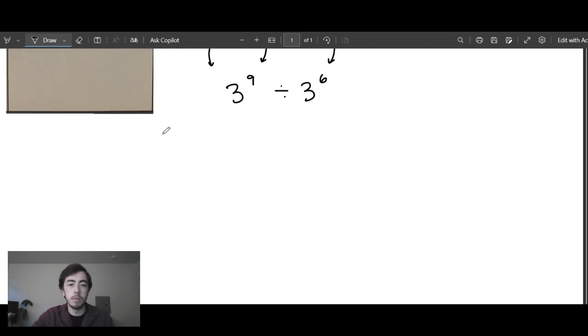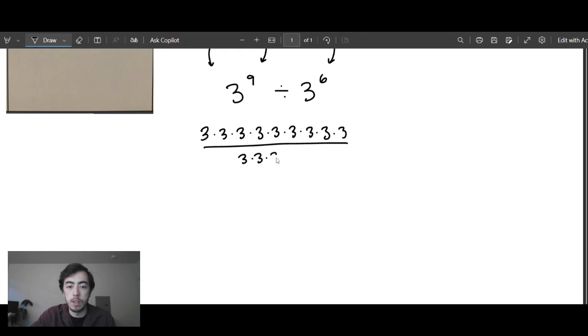And sometimes it might even be helpful to write out this division as a fraction instead. And so here's all 9 of my 3's all being multiplied together first. And then I'm dividing them by multiplying 6 3's altogether.